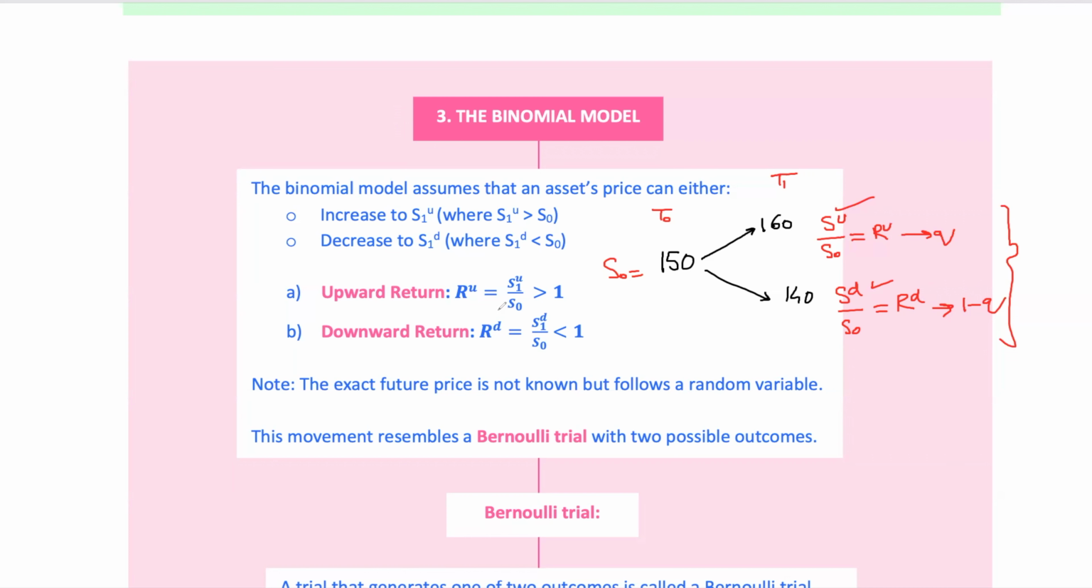What really matters is how big those price moves are. We define this in terms of what's called a gross return. If the stock goes up, we call that return R up, and if it goes down, we call it R down.